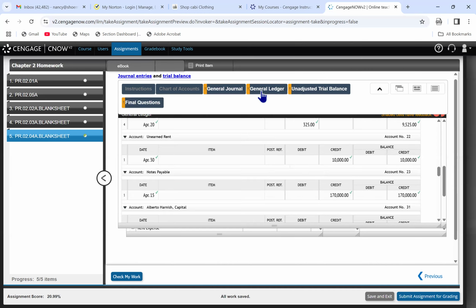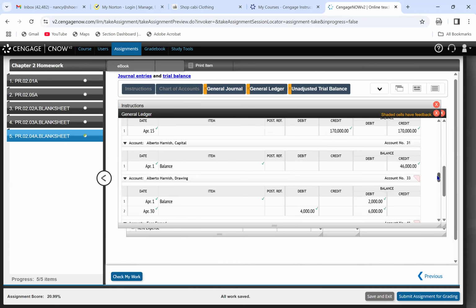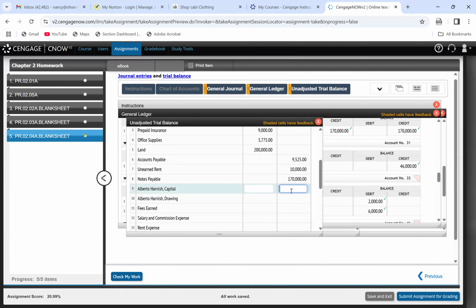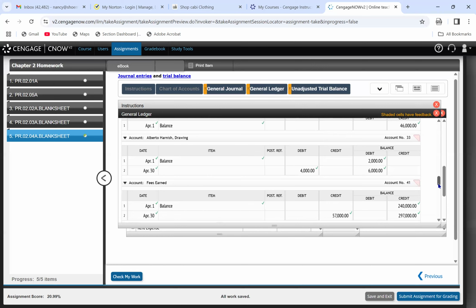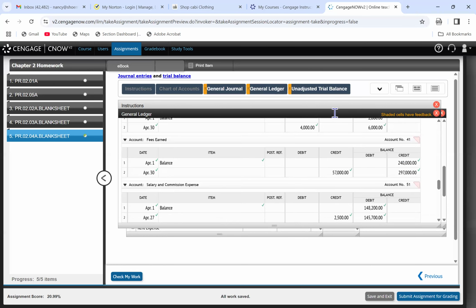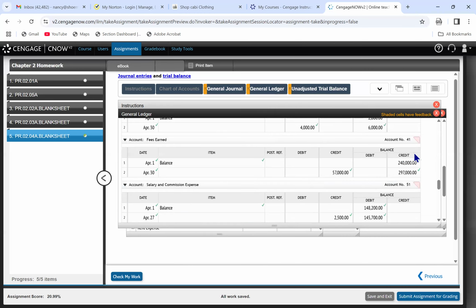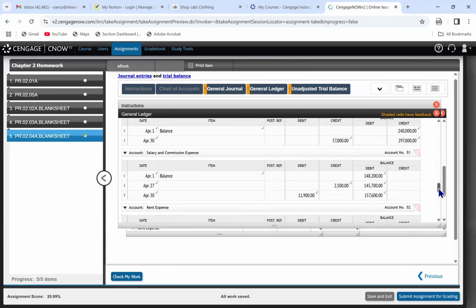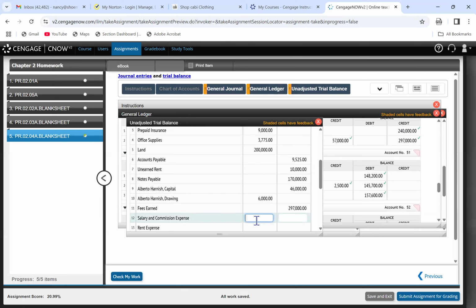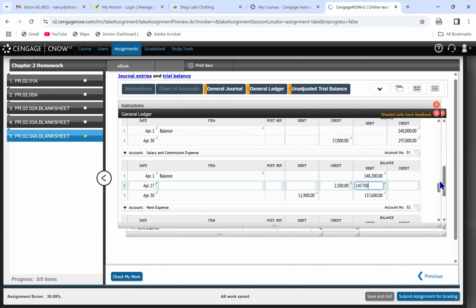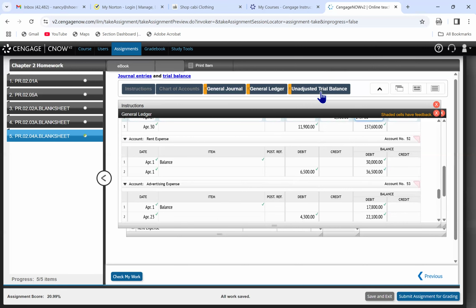The Alberto Harnish capital is a balance of 46,000. The drawing is a debit balance of 6,000, if I remember correctly. Yep. The fees earned is a balance of 297,000. The salaries and commission expense is a balance of 157,600. And remember, all expenses are debits. The rent expense is a balance of 36,500.